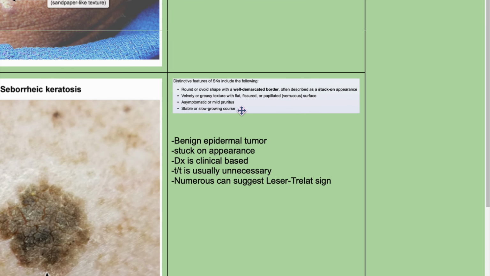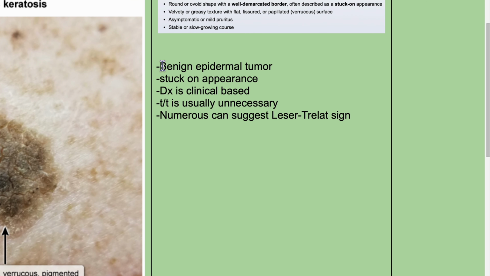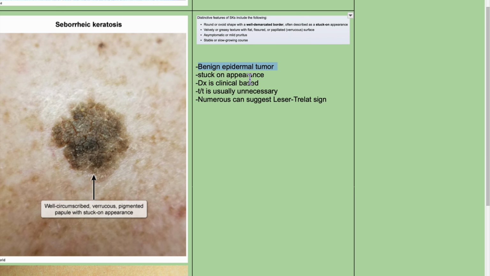Distinctive features of seborrheic keratosis include the following. It's a round and ovoid shape with well-demarcated border, often described as a stuck-on appearance, velvety or greasy texture, with flat, fissured, or papillated verrucous surface, asymptomatic or mild pruritus, stable or slow-growing course. It's a benign epidermal tumor, stuck-on appearance. Diagnosis is just clinical based. Treatment is usually unnecessary.